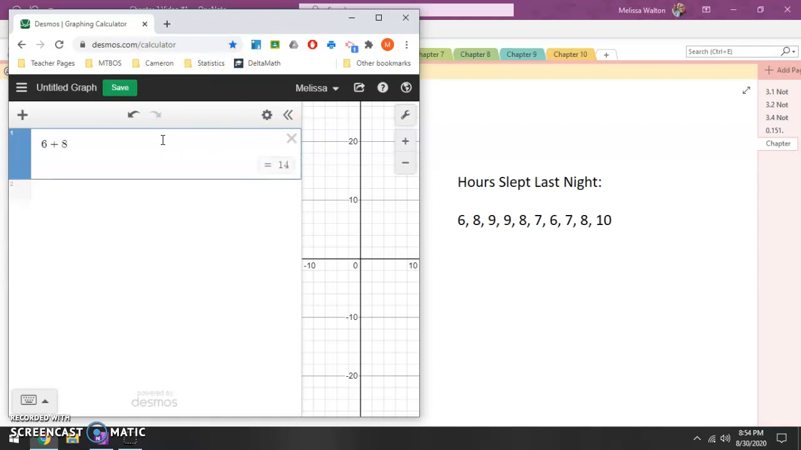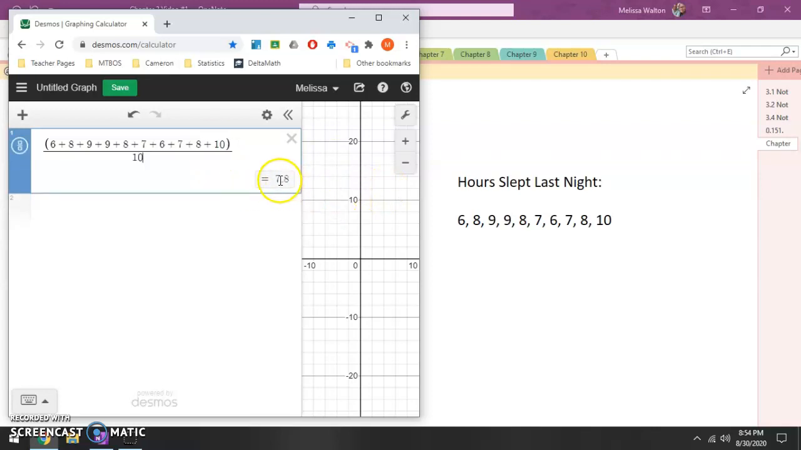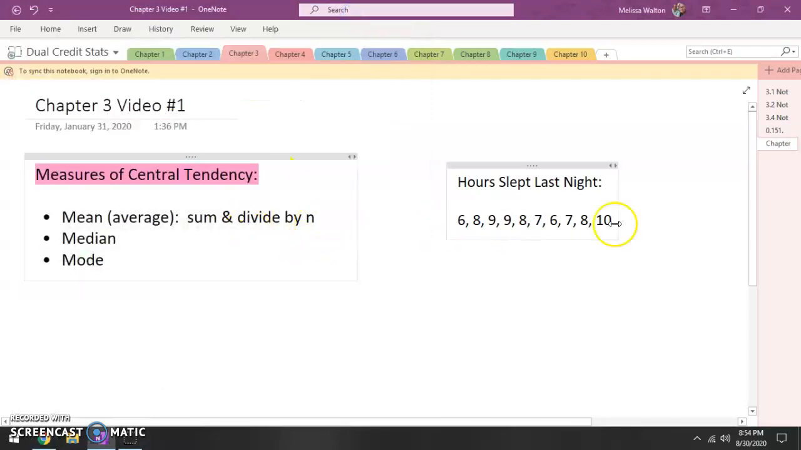6 plus 8 plus 9 plus 9 plus 8 plus 7 plus 6 plus 7 plus 8 plus 10. All right, so we have 78. And then finally divide by how many total we had, divide by 10. And sure enough, we get that the average amount of sleep or the mean amount of sleep is 7.8 hours. All right, so that is, in this case, our mean amount of sleep is 7.8 hours.